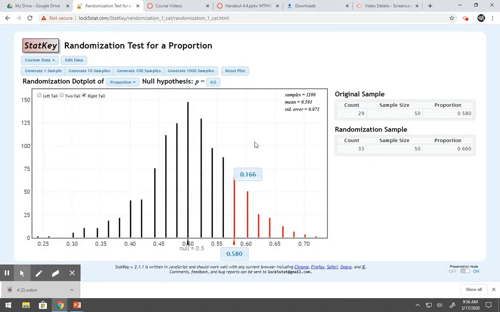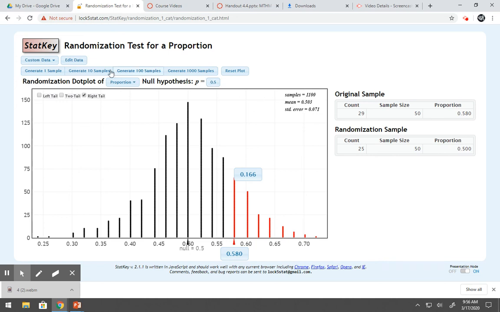Look at my p-value. 166. Nobody's rejecting 166. This is nothing significant at all. Now, I'm not going to change anything. I'm going to keep the 0.58, but I'm going to change n.